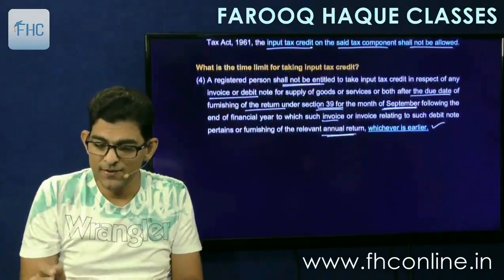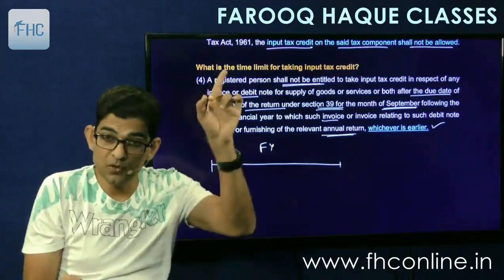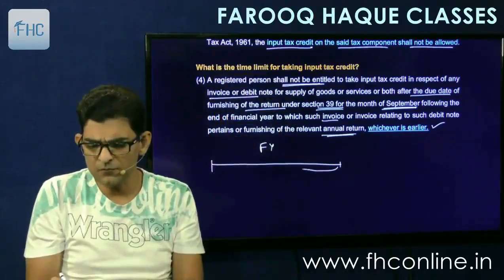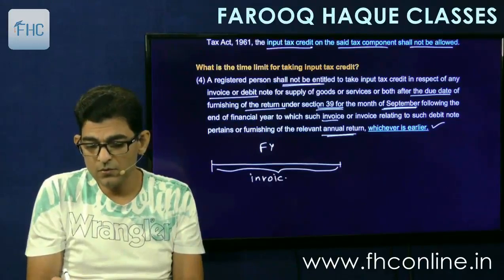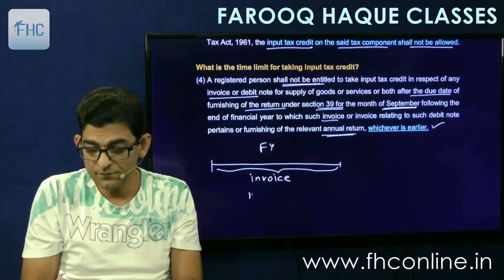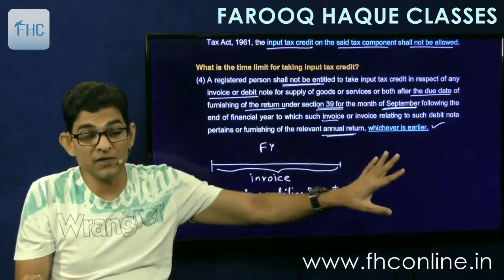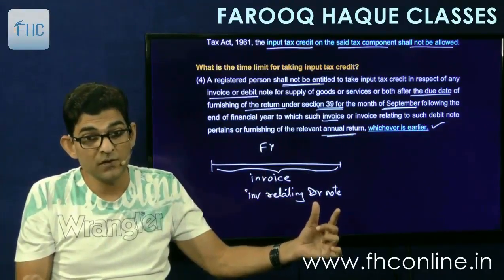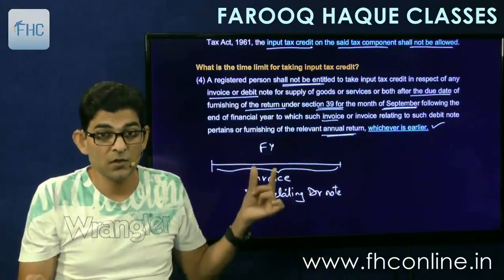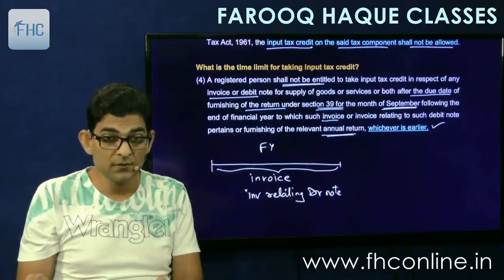Now let me explain it to you. This is our financial year to which the invoice relates. So the original invoice on which we are going to take credit is issued anywhere in this financial year, from 1st April to 31st March. The invoice is issued during this year, or the invoice in relation to that debit note is issued in this year. Now the debit note might have been issued after the financial year, but we will not consider the date of the debit note. We will consider the date of the original invoice to which this debit note pertains. So the date will always be of the original invoice, or the invoice relating to the debit note, issued in this financial year by the supplier.